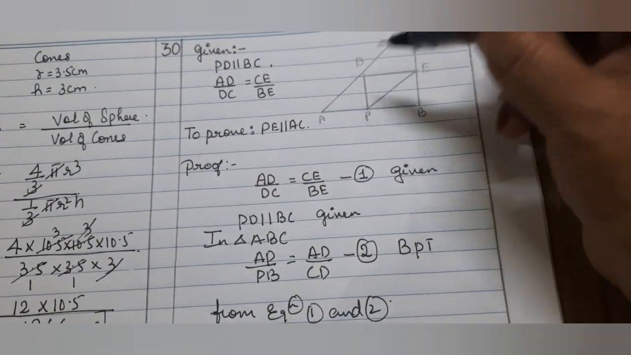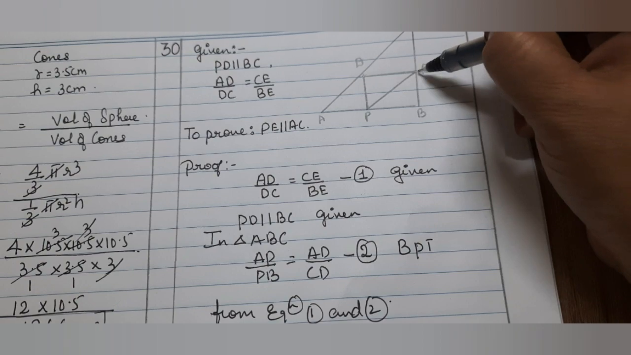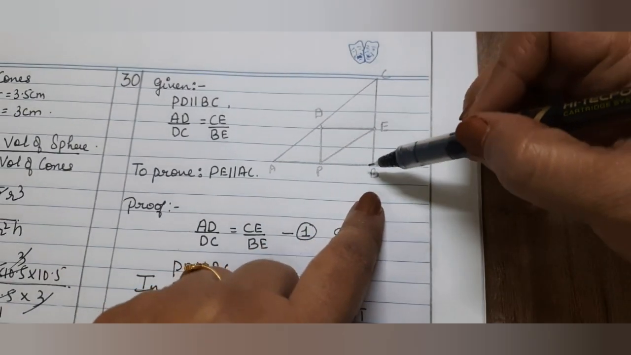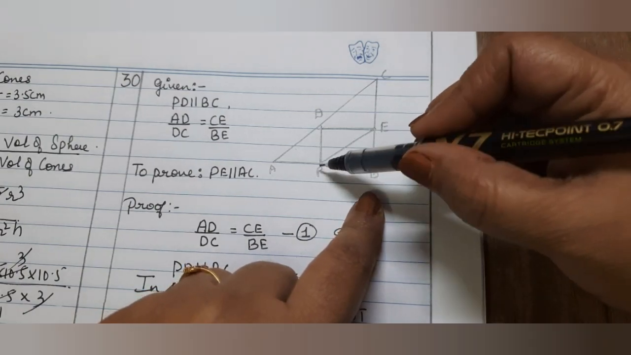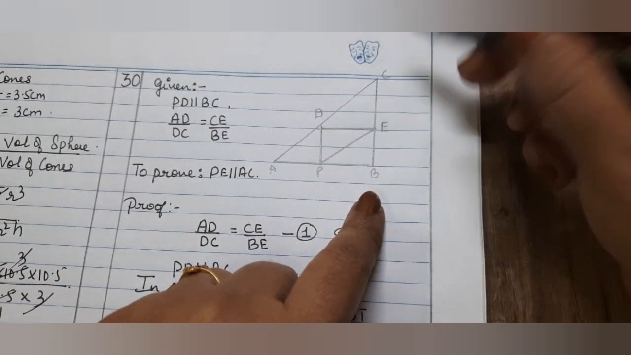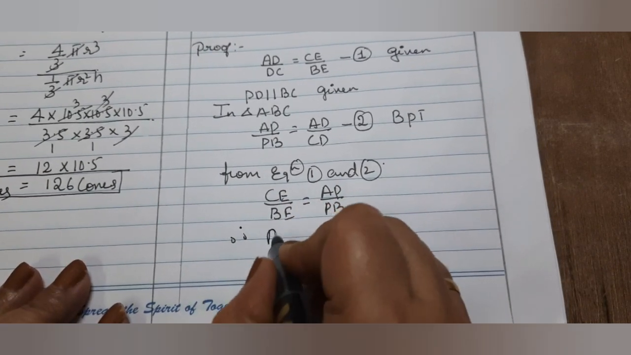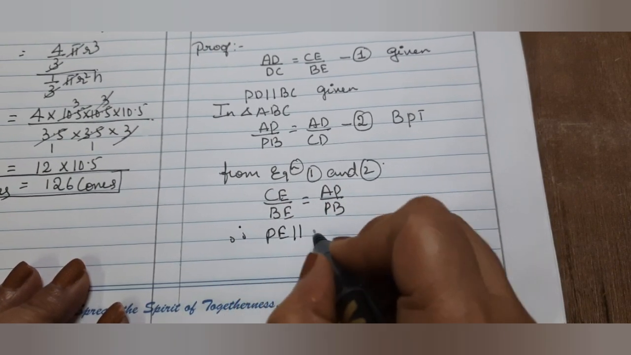So we will check here what we got. CE by BE is equal to AP by PB. Therefore PE is parallel to AC. So therefore I will directly write it: PE is parallel to AC.